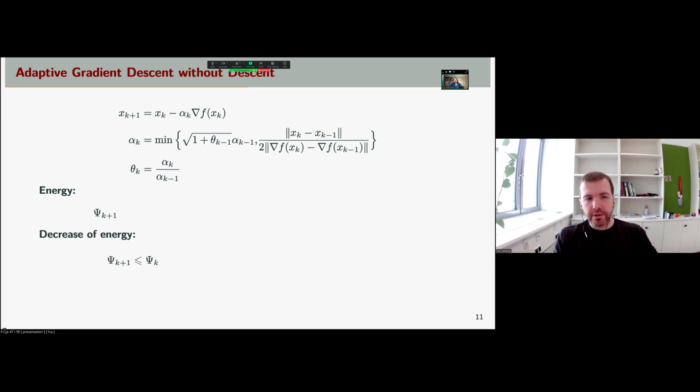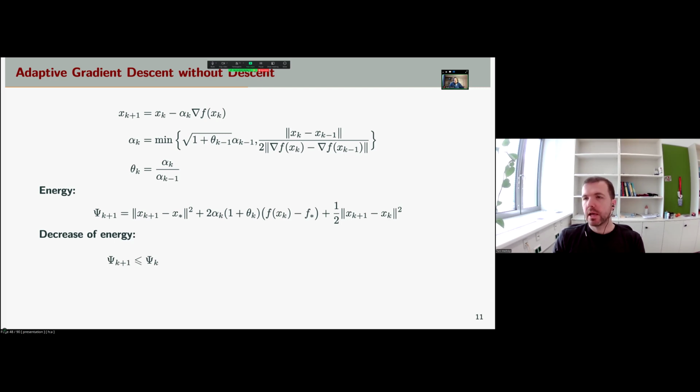Our Lyapunov energy will be psi k, and psi k is defined as follows. Very weird, I think. We have the term norm of x_{k+1} minus x star, which is a normal term to have in a Lyapunov energy for gradient descent.